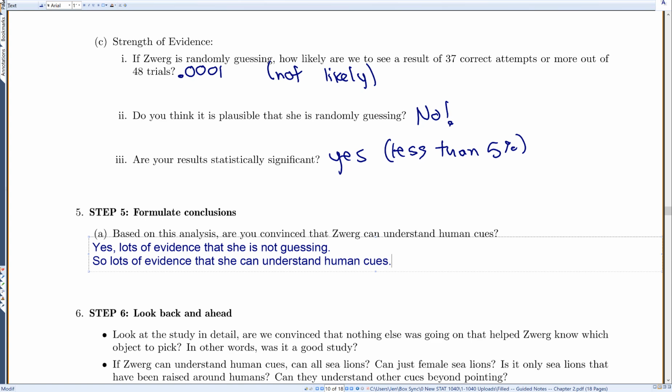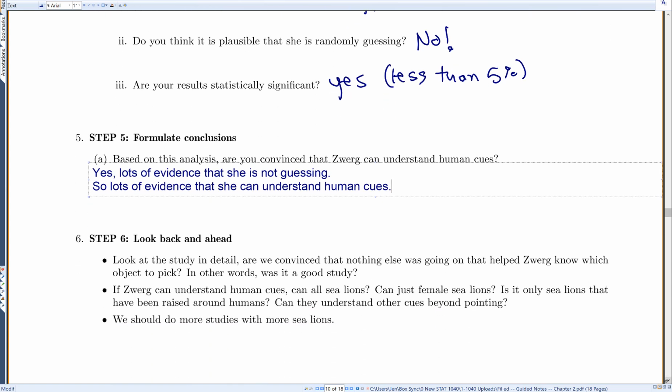And step 6, let's look back and ahead. Looking at the study in detail, are we convinced that nothing else was going on that helps Zwerg know which object to pick? And otherwise, was it a good study? Now, we don't really know that. We'd have to go back and look at the study details more.